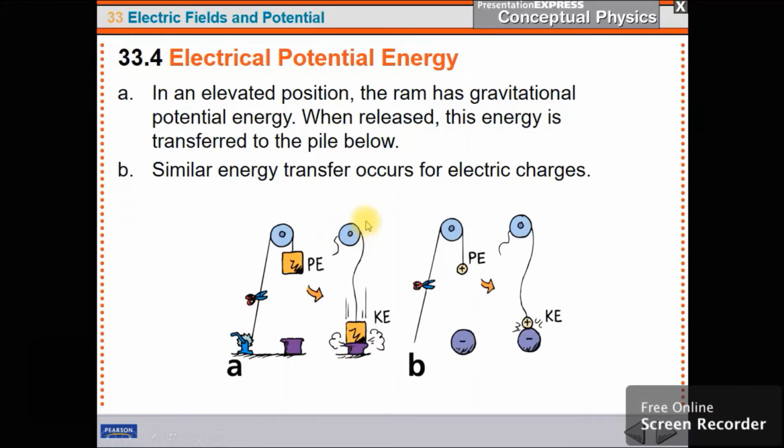The same idea holds for electric charges. I've got a positive test charge that's attracted to the negative. If it has some potential energy here, and if I cut the string that's holding it, wham, that potential energy turns into kinetic energy. Now this is exactly similar. It's the same story in the picture. We've got potential energy because you had to pull it apart working against the field, and then you let it go and you get kinetic energy.